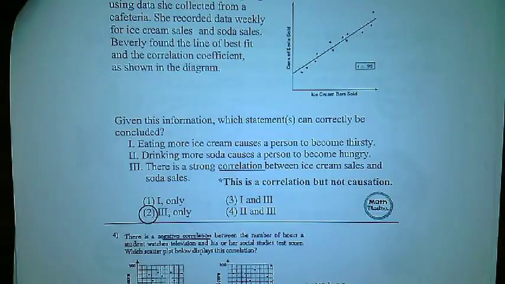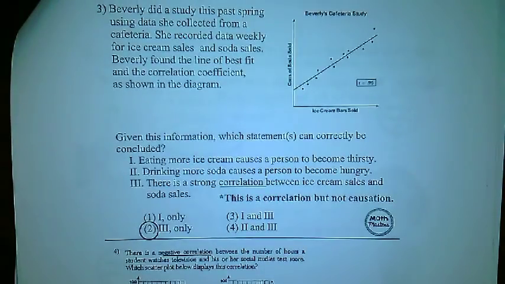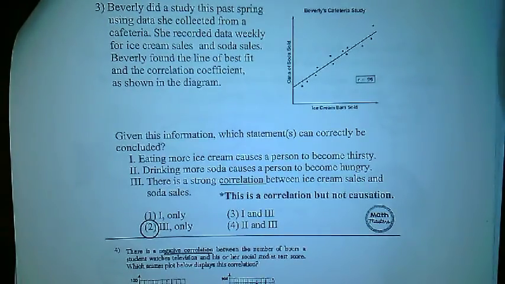So you guys first had to do questions 3 and 4 on page 22, I believe. Both multiple choice questions. For number 3, the answer was 2. If you read through this, given the information, which statement can correctly be concluded? I actually read these first before I even looked at the graph, and then kind of worked backwards. So, eating more ice cream causes a person to become thirsty.